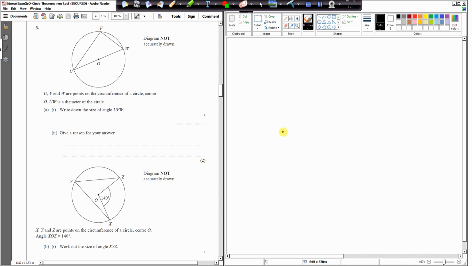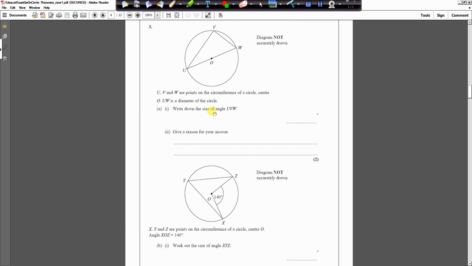Okay, question number 3. It says that U, V, and W are points on the circumference of a circle. U and W is the diameter of the circle. Write down the size of angle U, V, W.